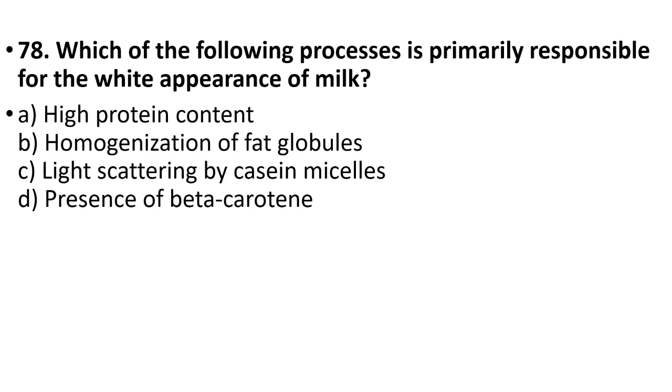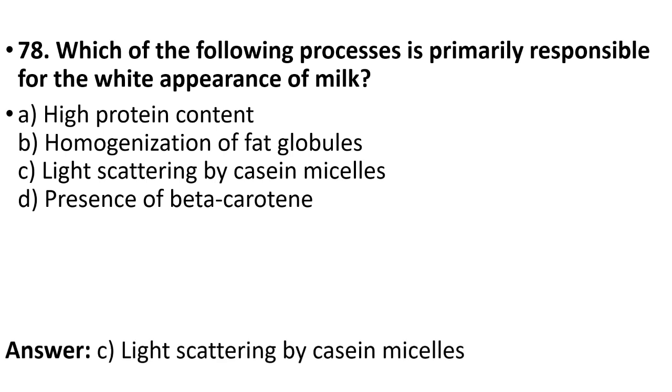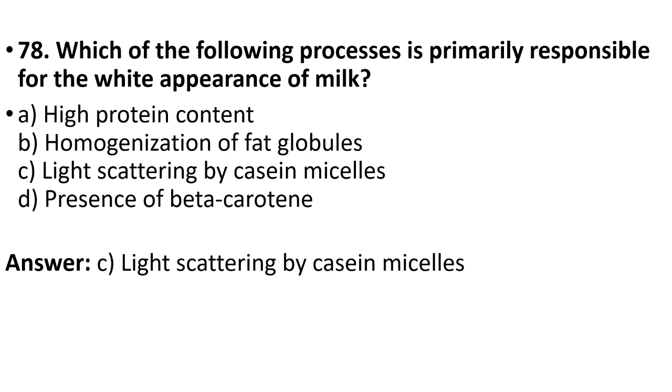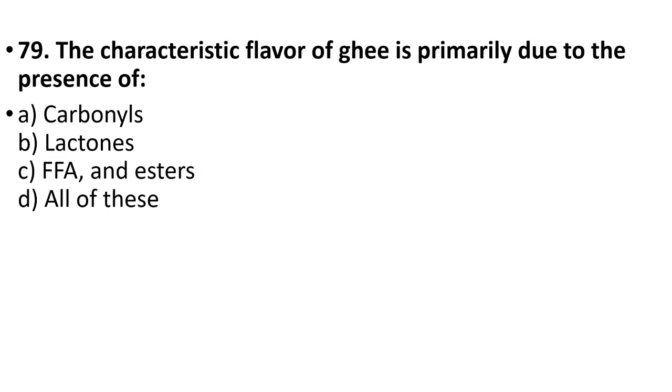78. Which of the following processes is primarily responsible for the white appearance of milk? High protein content, homogenization of fat globules, light scattering by casein micelles, presence of beta carotene. Your answer is option C, light scattering by casein micelles. 79. The characteristic flavor of ghee is primarily due to the presence of carbonyls, lactones, FFA and esters, all of these. Your answer is option D, all of these.